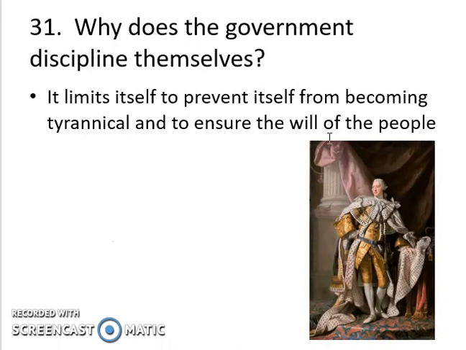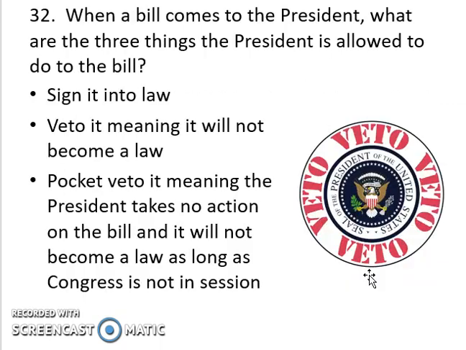Number 31 is, why does the government discipline themselves? They pretty much do it to prevent themselves from becoming tyrannical, from becoming a tyrant. And it's really to avoid becoming King George III. So the government does a lot of censorship of themselves. They do a lot of self-checking, self-regulating on their powers. So they can't do ex post facto laws. They can't really take away your right to have a trial. There's a lot of things that they're not allowed to do. And it's all about protecting us and making certain that the government doesn't become all powerful.